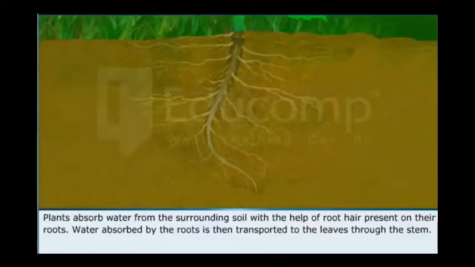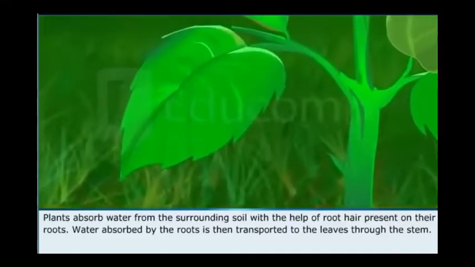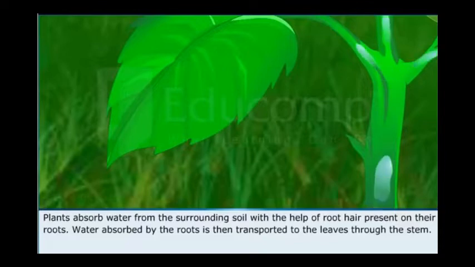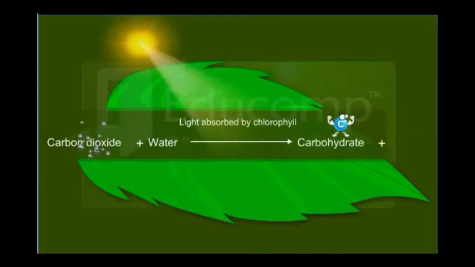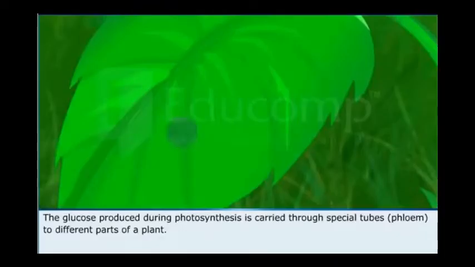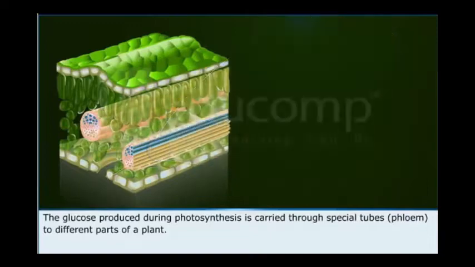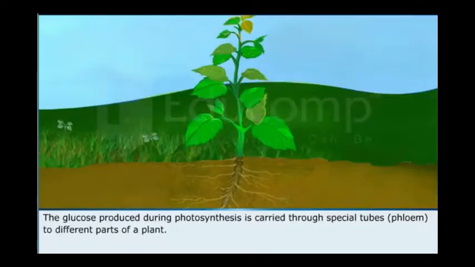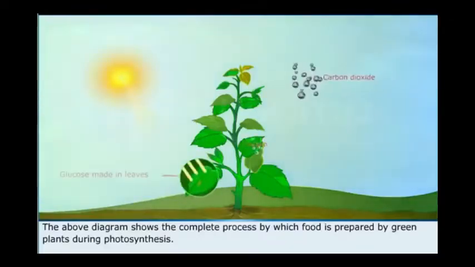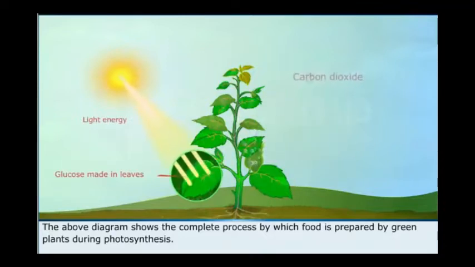Plants absorb water from the surrounding soil with the help of root hair present on their roots. Water absorbed by the roots is then transported to the leaves through the stem. Here is an equation that summarizes the process of photosynthesis. The glucose produced during photosynthesis is carried through special tubes to different parts of a plant. The above diagram shows the complete process by which food is prepared by green plants during photosynthesis.